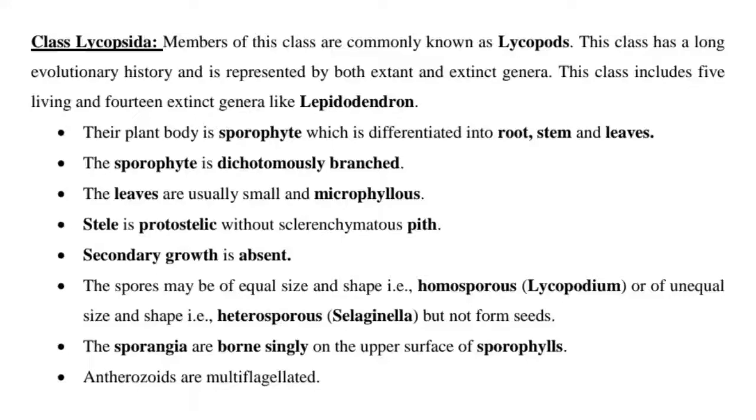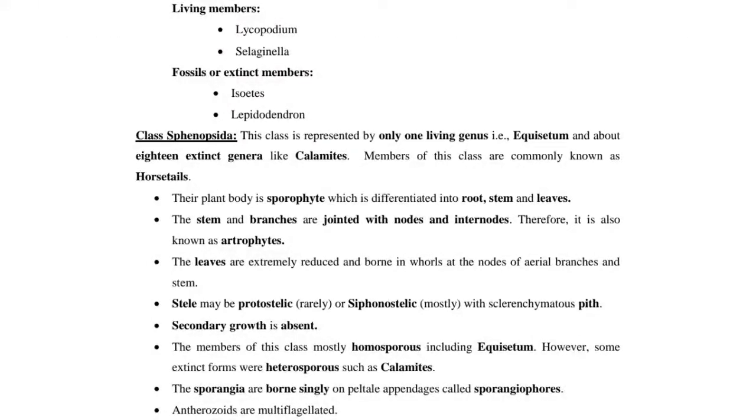The sporangia are borne singly on the upper surface of sporophylls. Antherozoids are multiflagellated. Living members: Lycopodium, Selaginella. Fossils or extinct members: Isoetes, Lepidodendron. Class Sphenopsida. This class is represented by only one living genus, i.e. Equisetum, and about 18 extinct genera like Calamites. Members of this class are commonly known as horsetails. Their plant body is a sporophyte which is differentiated into root, stem and leaves. The stem and branches are jointed with nodes and internodes. Therefore, it is also known as arthrophytes.